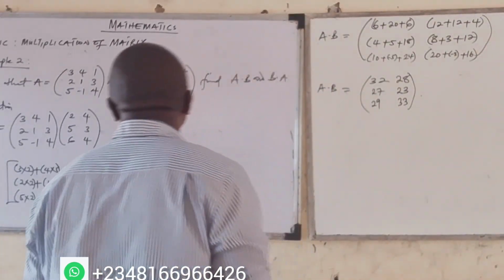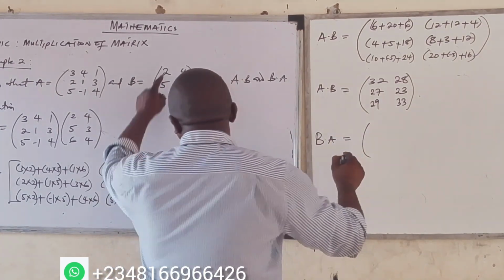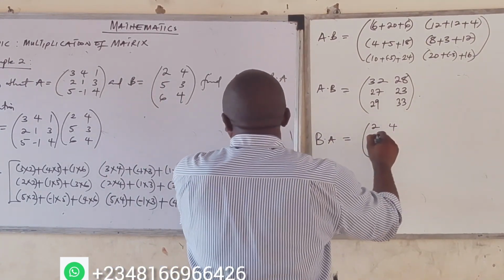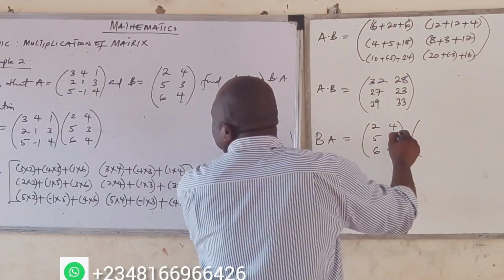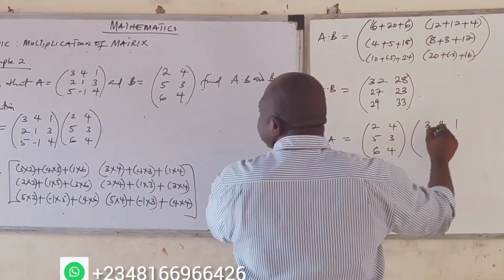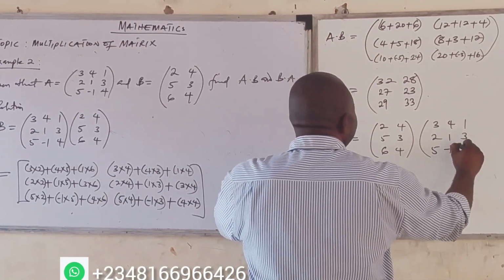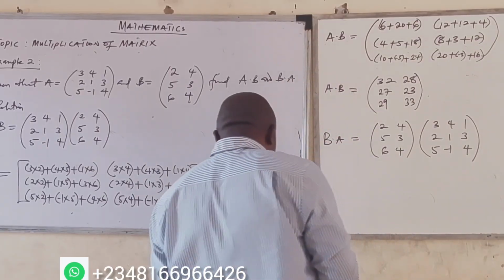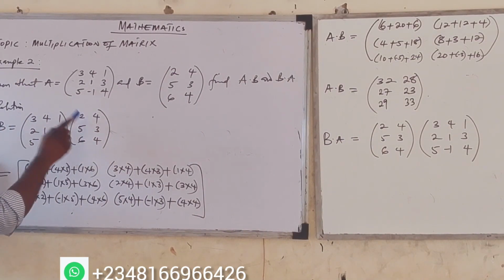Now let's see the value of B dot A. B dot A will be equal to, you are bringing B first. So we have 2, 4, 5, 3, 6, 4 times 3, 4, 1, 2, 1, 3, 5, minus 1 and 4. Now let's look at the first case. When we are multiplying, we said this times this plus this times this plus this times this. They all have their partners. 3 went with this, 4 with 5, 1 with 6.